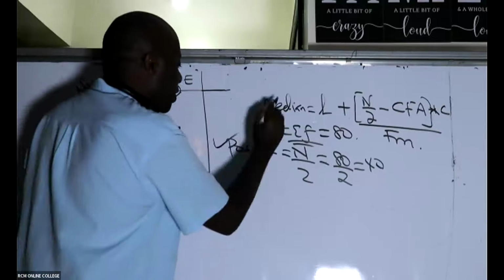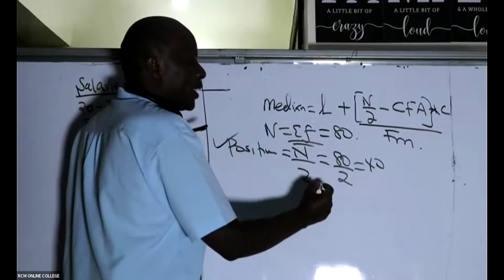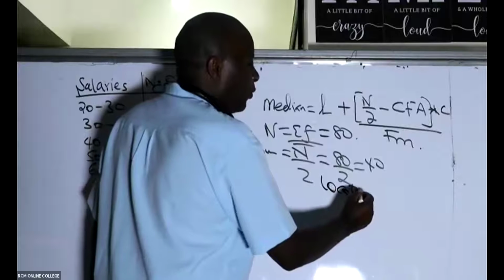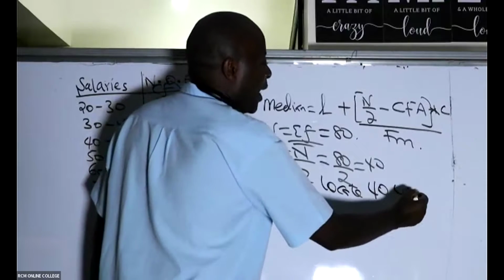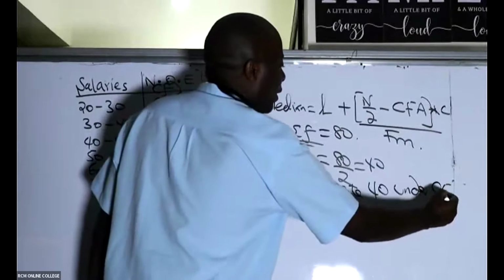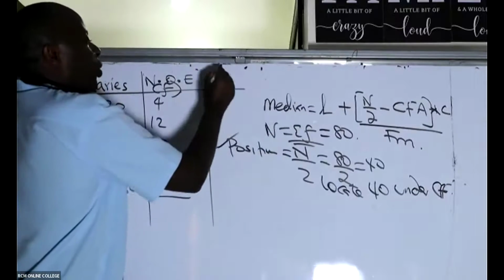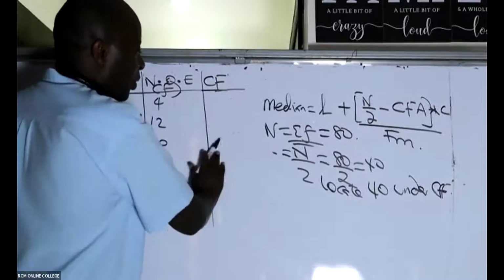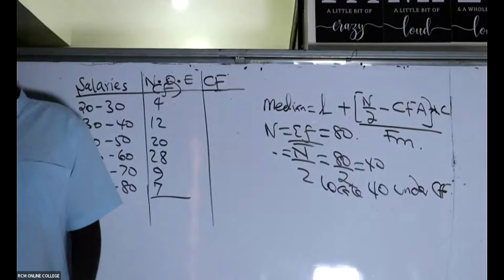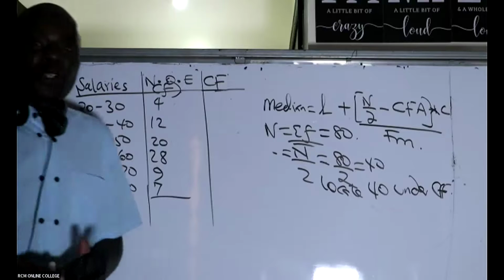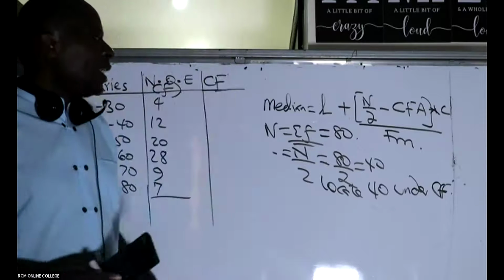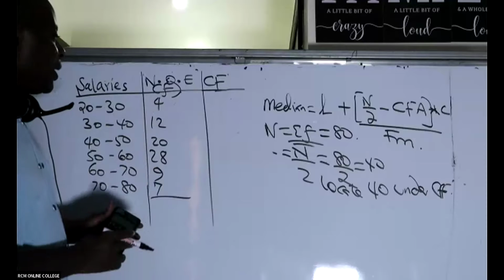Once you get the position, the next thing will be for you to locate this 40 under cumulative frequency. So you need a cumulative frequency column. To accumulate, what are we doing? We are simply adding these numbers downwards.